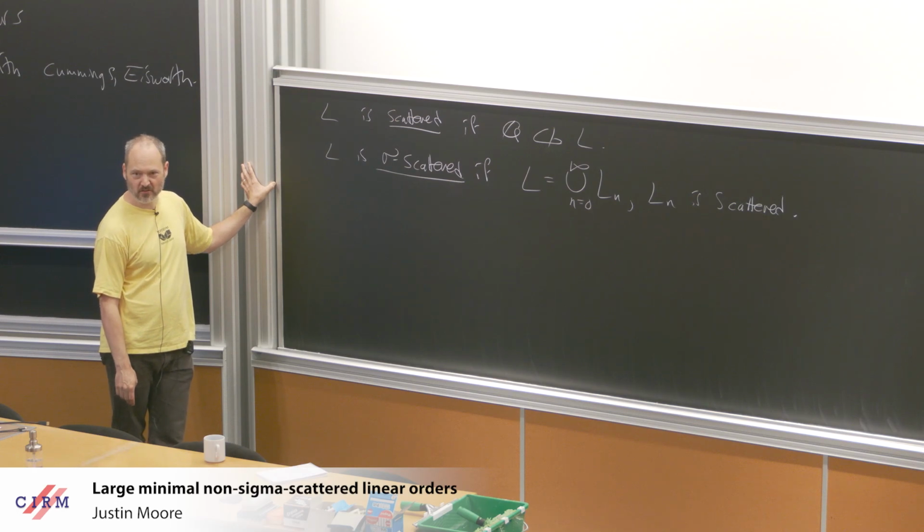What are examples of scattered orders? Well, a well order is an example of a scattered order. The reverse of a well order is an example of a scattered order. You also have things like the integers. And the sigma scattered orders also include things like the rationals.